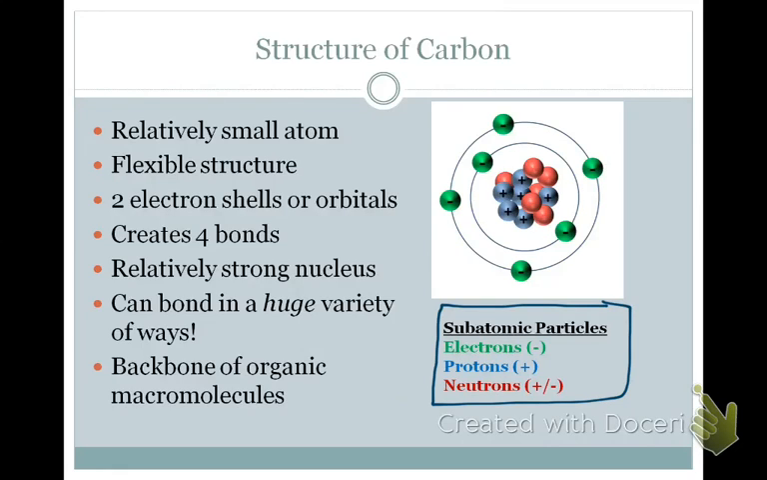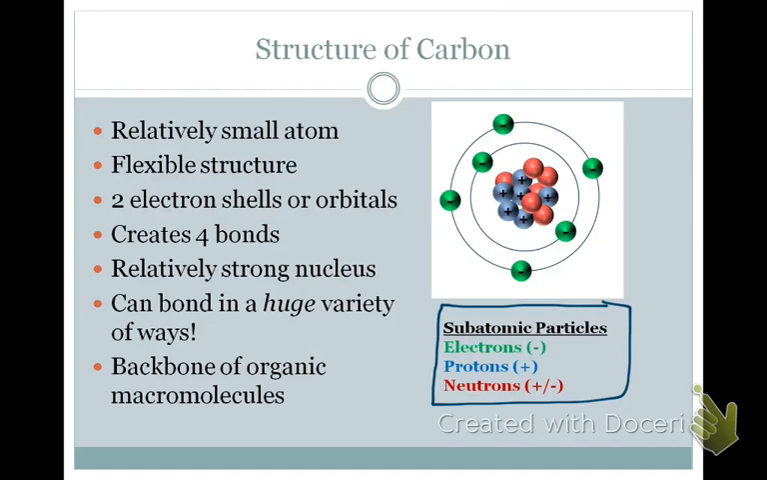So the electrons are shown in green right here with a negative charge. We have our protons in blue with a positive charge, and the last one are our neutrons in red with a neutral charge. A neutron is made up of 1 proton and 1 electron. Those two charges are going to cancel each other out, which is how we get our neutral charge.